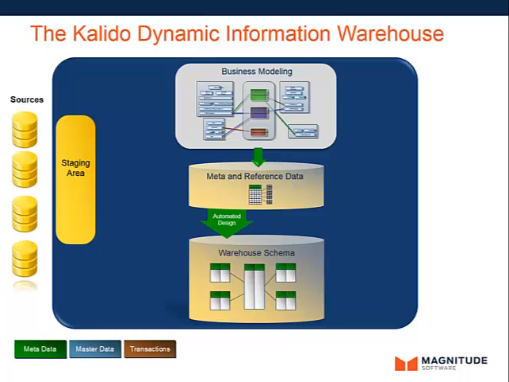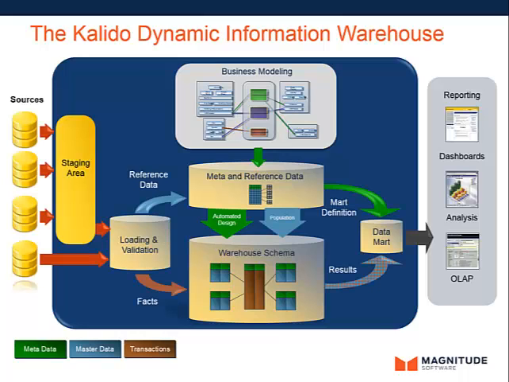It also creates a different model called the staging area, and this is another model generated from the business model. Then when we use it, we load data, and we report data, and we manage the data in the meta and reference data part, the normalized part, but we report from the warehouse schema, the part that's good for performance. So Kaleido manages both of these models.